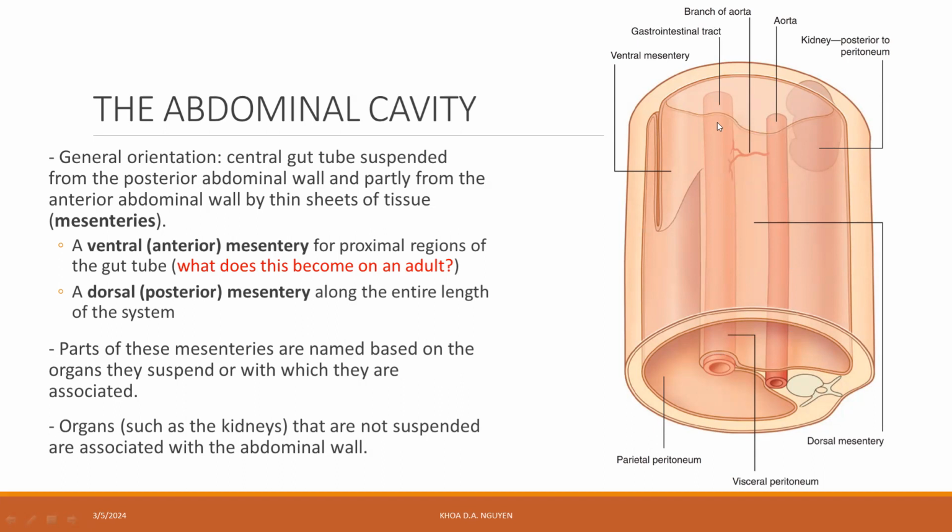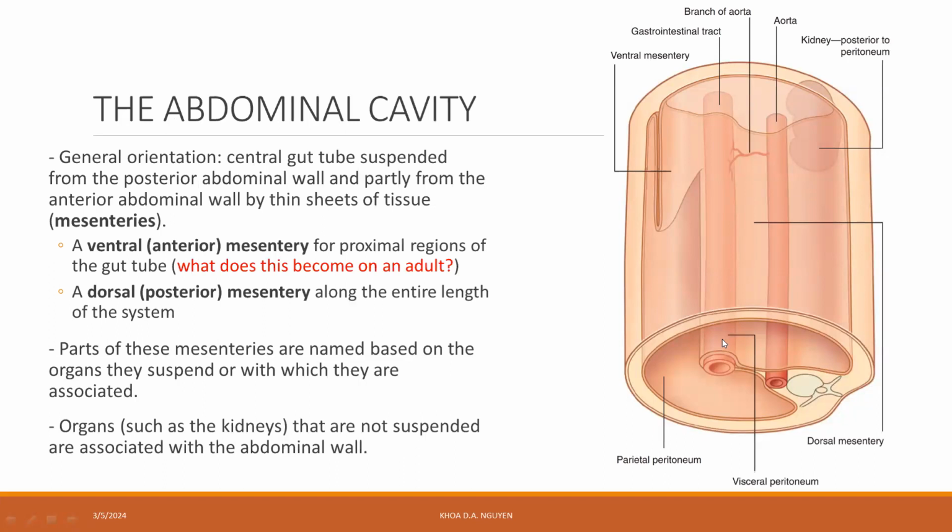Now, the gut tube is actually divided into three: the foregut, midgut, and hindgut, and each one of them receives a branch of the aorta. The foregut is going to receive the celiac trunk. The midgut is going to receive the superior mesenteric artery, and the hindgut is going to receive the inferior mesenteric artery. And therefore, in an adult orientation, you will find that those three arteries supply the foregut, midgut, and hindgut, respectively.